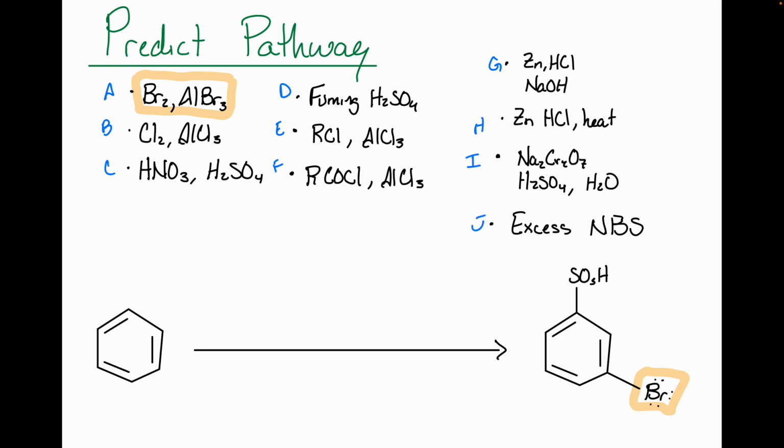Okay. What about my SO3H? Which reaction am I going to choose for that one? A through J, which one? D, so that would be my fuming sulfuric acid. Cool. So now I just need to figure out what order in which to carry out these two reactions.